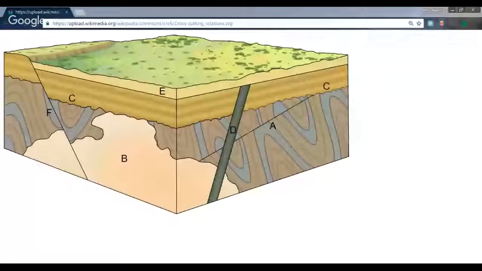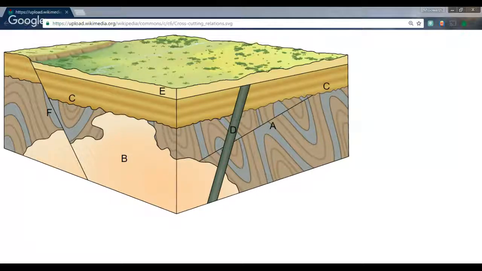So here's a picture of strata pulled straight off Wikipedia. As we can see, there are the sedimentary rock layers, which are E, C, A, possibly F as well, unless A is that line. I can't tell if A is the line or the stratum. Then you have D and B, which are different.